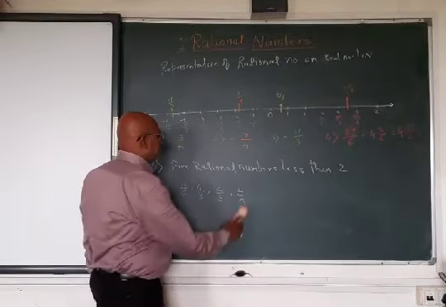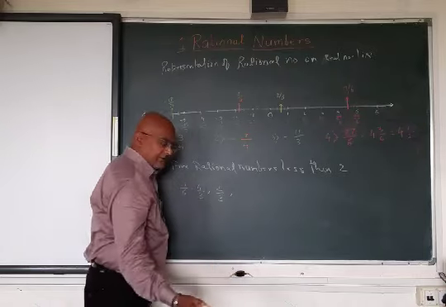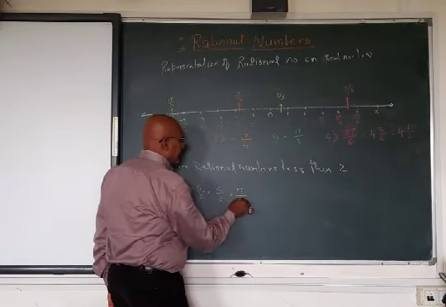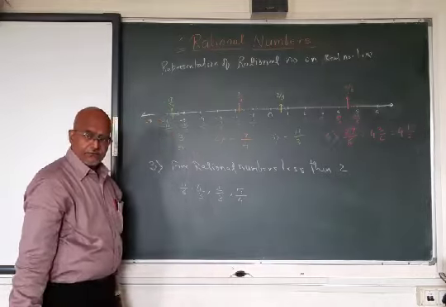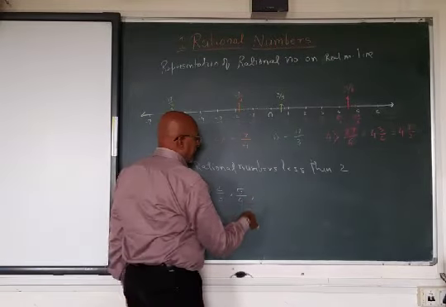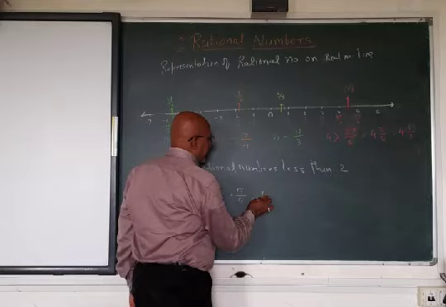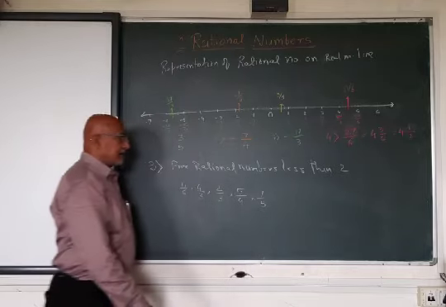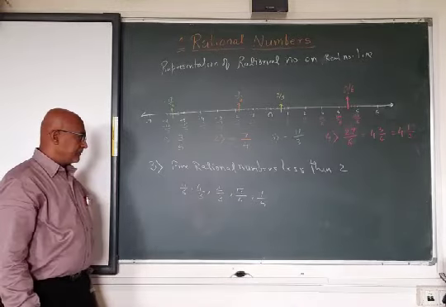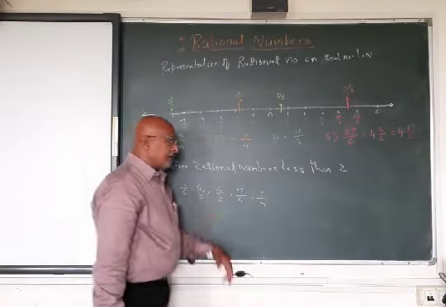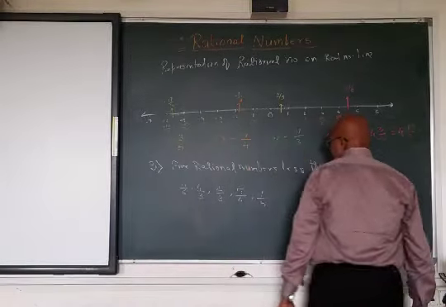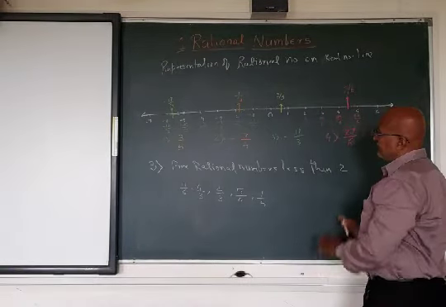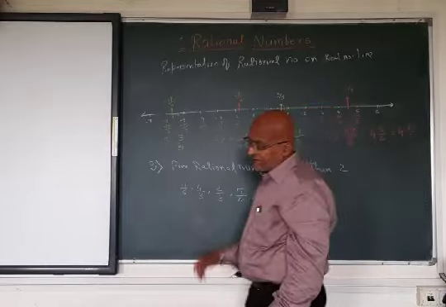Even I can reciprocate this. Say 5 by 4. Still it is less than 2. And even we can write 7 upon 5. Again it is less than 2. So this way you can write many numbers, infinite numbers you can write, which are said to be less than 2.